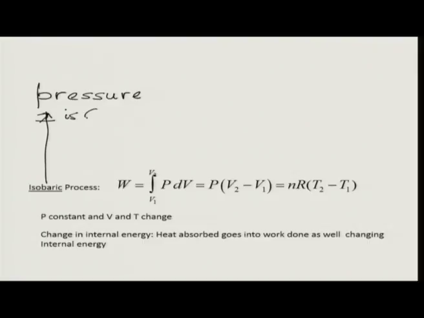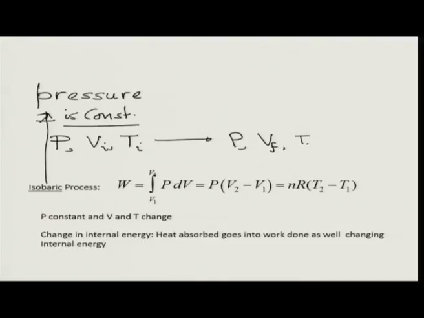Pressure is constant, which means I will go from a state P, Vi, Ti to a state P, Vf, Tf. Okay. It is my ideal gas system. Initial pressure and final pressure is the same. There will be a change in temperature and volume. That is what I need to calculate.